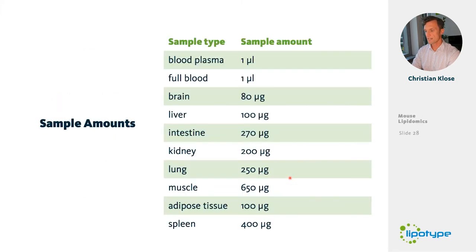And in order to come to this result, as I mentioned earlier, we needed only minimal sample amounts. This table shows you the specific numbers, to give you a feeling. For example, for blood samples, we really only need 1 microliter of sample per extraction in order to get a meaningful result. For tissue samples, we only need a few hundred micrograms of material. For brain, for example, we just need 80, liver 100. For others like muscle, we need a little more. But in general, we only need a few hundred micrograms of tissue material in order to conduct a full lipidomics analysis.